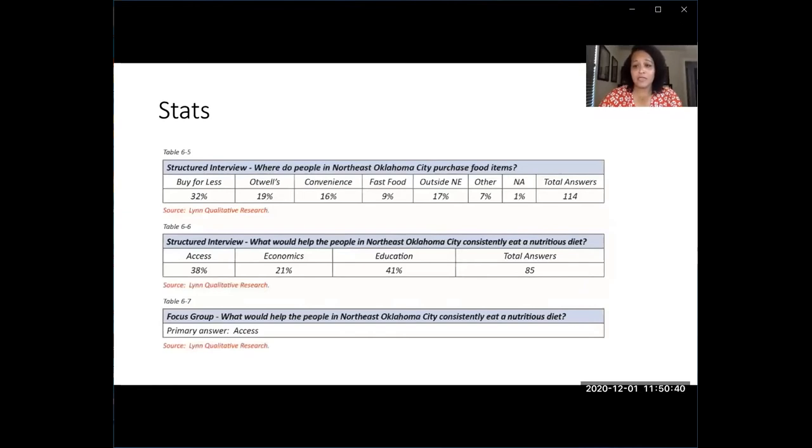So we found a study that was done by the Lynn Institute in 2016, getting a sense of where people were shopping, where people are getting their food.